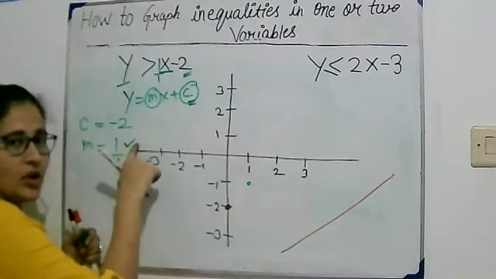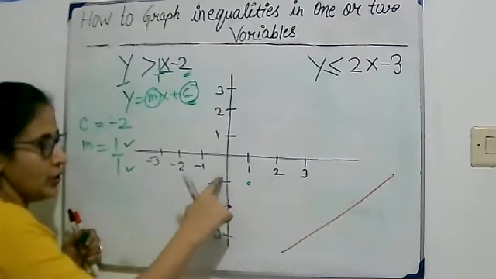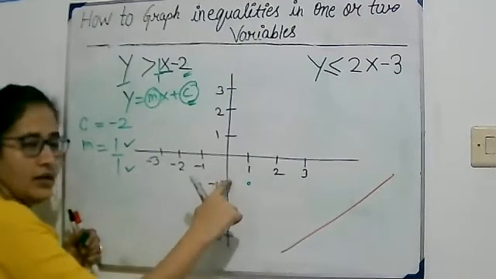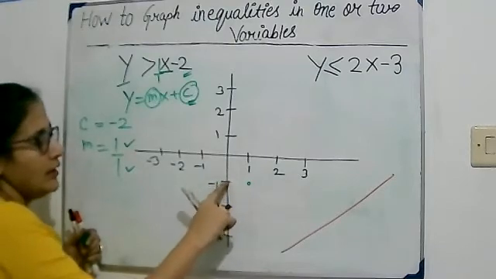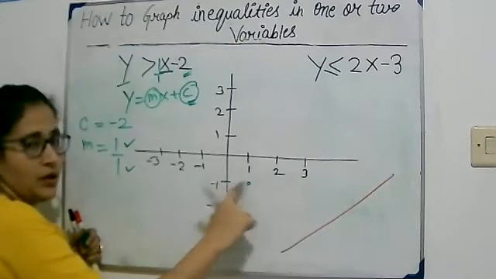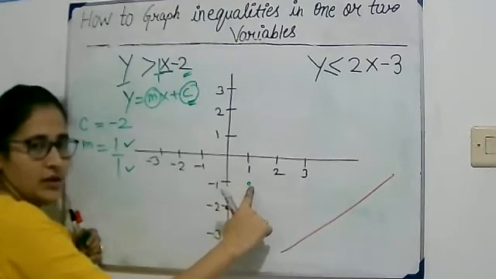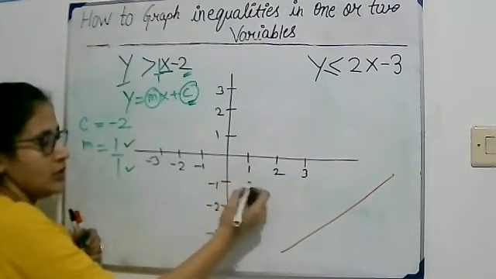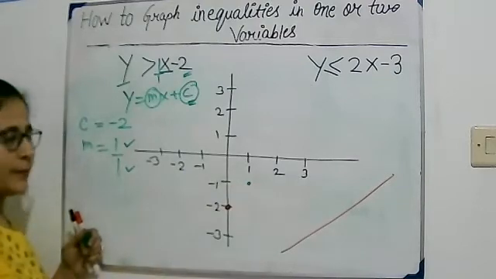See what is the value of rise. So rise is 1 unit. Go ahead 1 unit. Then on the right side, run. Run is parallel to the x-axis. So now run is on the right side, 1 unit. So the first point is this.